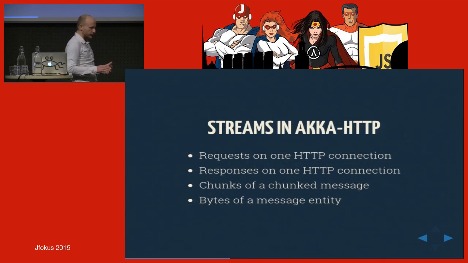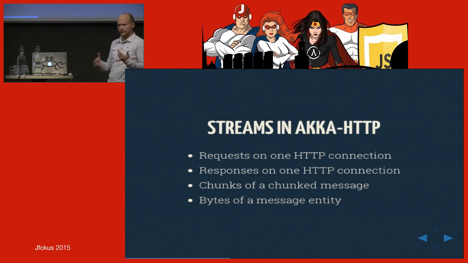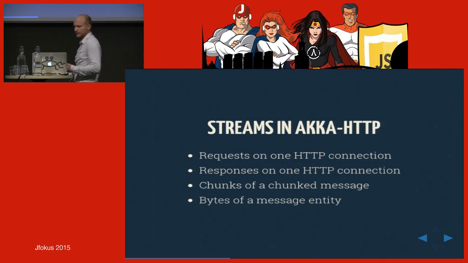So when we go back to HTTP, where are we really dealing with streams? There are a few places. For example, if you have an HTTP connection, you can look at the requests that come out of that connection as a stream of requests. HTTP supports something called HTTP pipelining, which means that a client can actually send 10 requests in a row without waiting for the responses first. And that just means that you have a hose on the connection where the requests come out. And of course, the responses that you send out are also a stream.